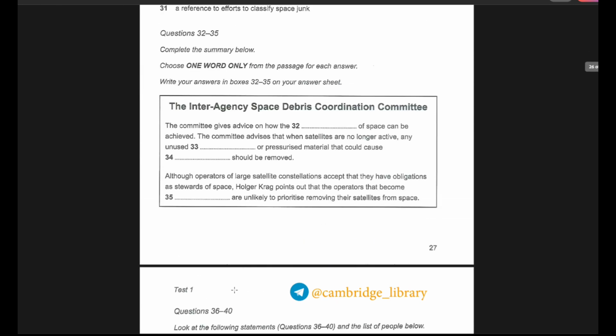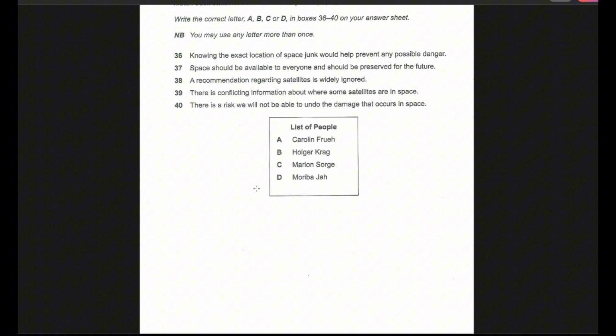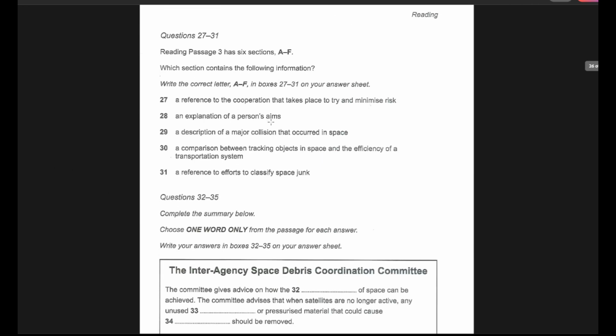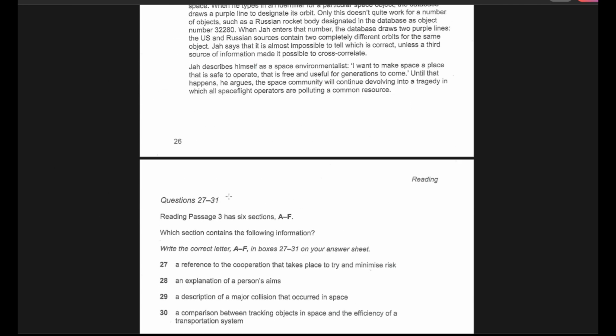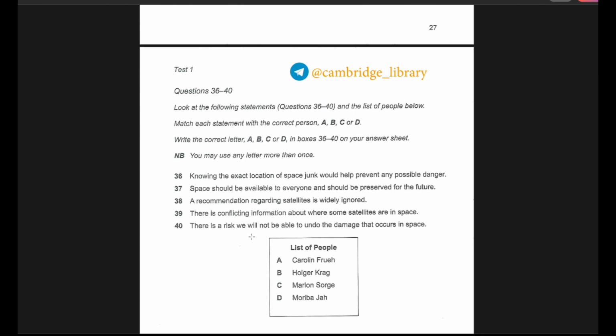I'll solve questions 32 to 35 first, because these are fill in the blanks type of questions. And then I'll solve matching information type of questions, whether I start with 27 to 31 or this one, 36 to 40.